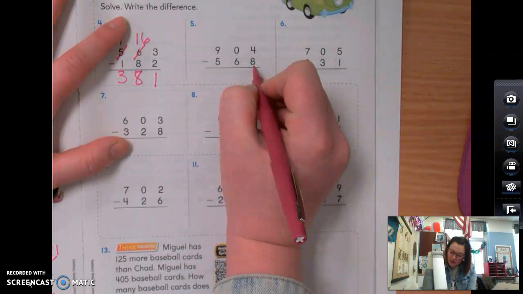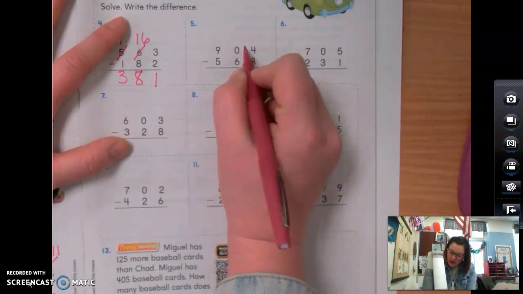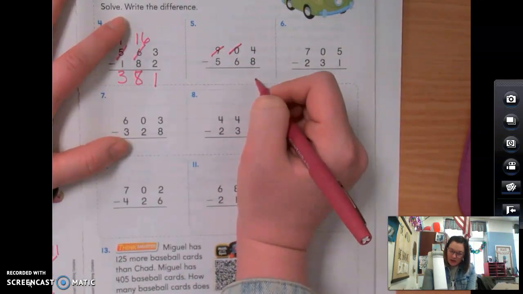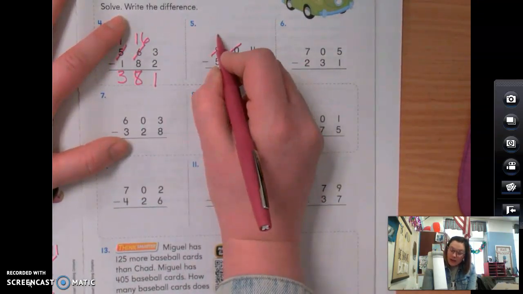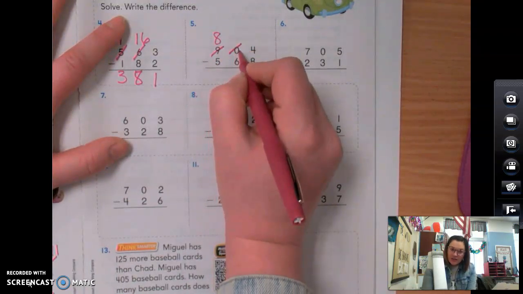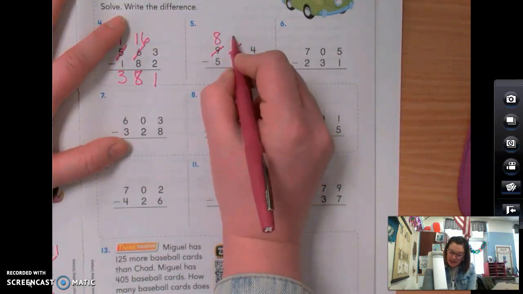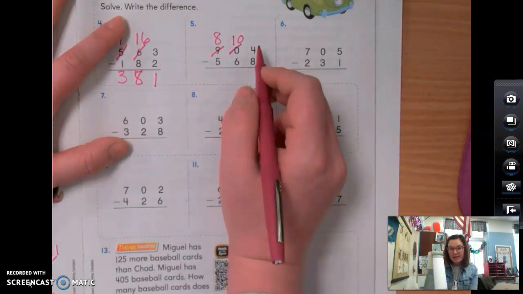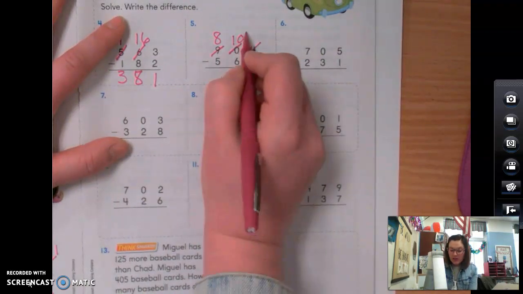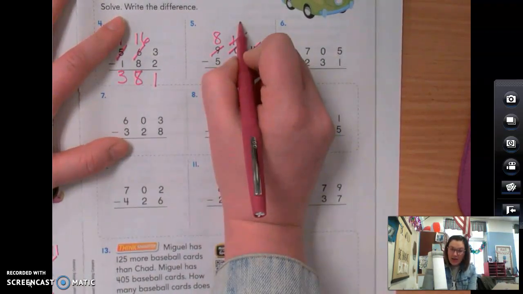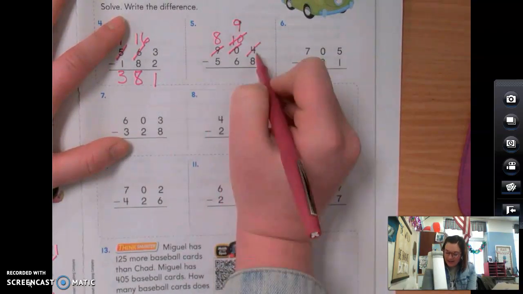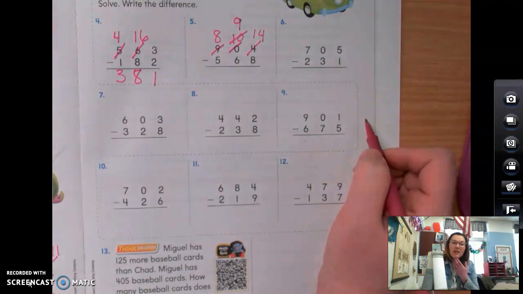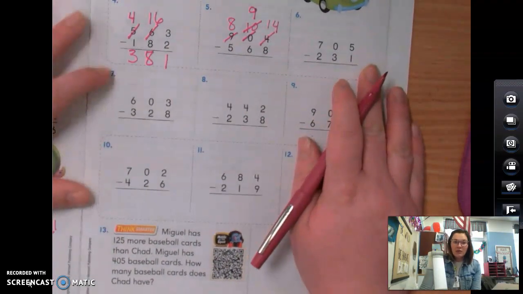So I see that I can't do 4 minus 8, but I see that I have 0 here. So I'm going to cross out 0, cross out 9. Did you do that, I hope? The 9 becomes, what'd you get? 8. The 0 becomes 10. Okay? But I still don't have enough 1s, so what'd you do next? Cross out the 4, cross out the 10. The 10 becomes, what'd you get? 9. The 4 becomes 14. Very good.